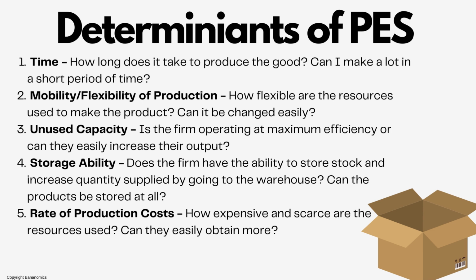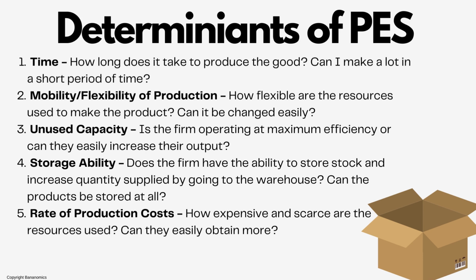The extent of unused or idle production capacity also affects price elasticity of supply. If producers have a significant amount of unused capacity, they can quickly increase production in response to price changes, making the supply more elastic. On the other hand, if producers are already operating at or near full capacity, they have limited room to increase output, resulting in a more inelastic supply.